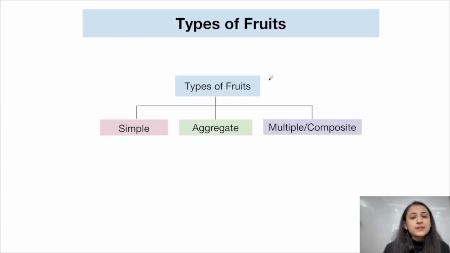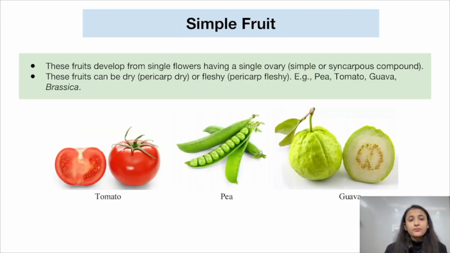Now let us come to the types of fruits. Fruits are of three types: simple fruits, aggregate fruits, and multiple fruits, which we can also call composite fruits. Now what happens in simple fruits? These fruits develop from single flowers having a single ovary. Simple fruits are those which develop from a single flower only. Only one flower is involved in their development, and those flowers also have only a single ovary, not more than one ovary.